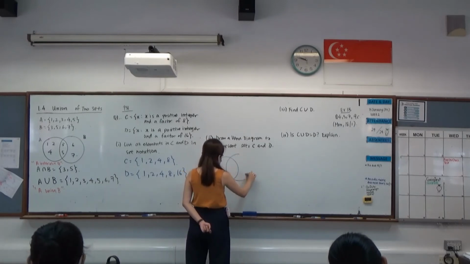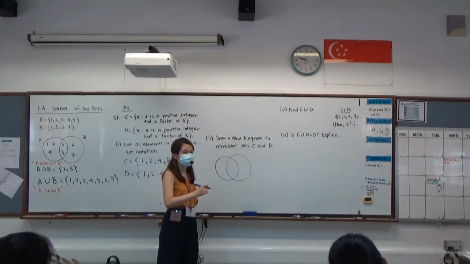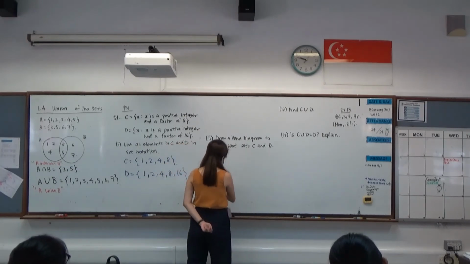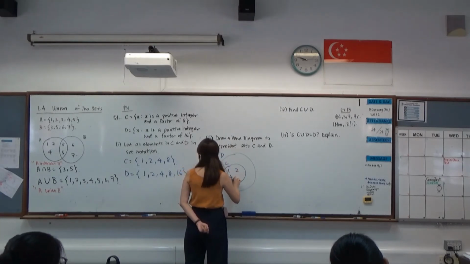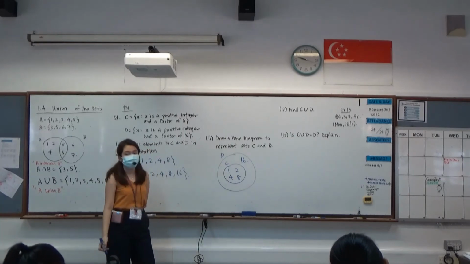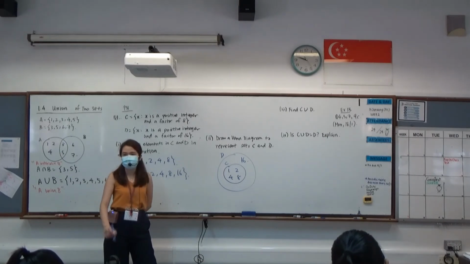Wait, no. Two circles, one circle inside. Okay, which circle is inside? C is inside, and D is outside. So 1, 2, 4, and 8, and then 16 on the outside of C. By the way, you don't have to draw perfect circles. Even if you draw it roughly, it's okay.